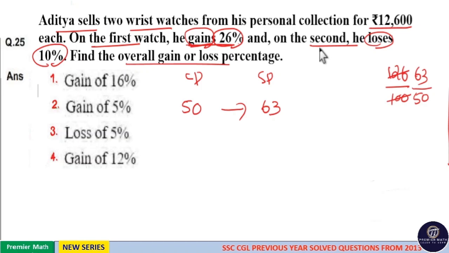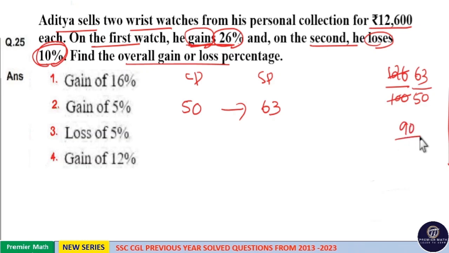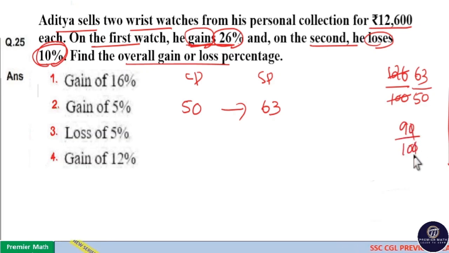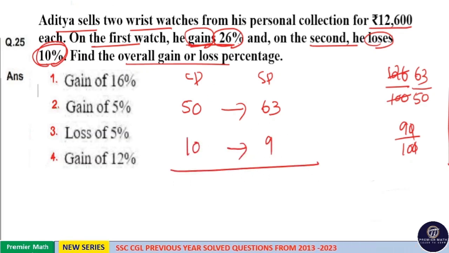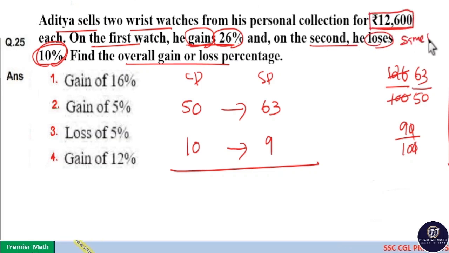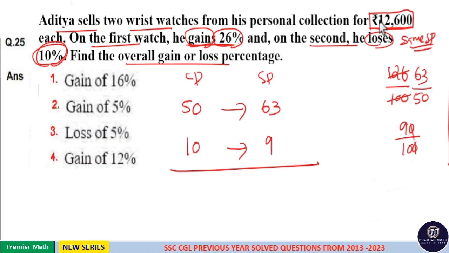Now, on the second, he loses 10%. So, loss of 10% means 90% remaining. So, 90 by 100. That is, if 10 part is the cost price, 9 part is the selling price. But here the question clearly says that the selling price is the same. This is a same SP question. Here the selling price for each of these watches is 12,600.